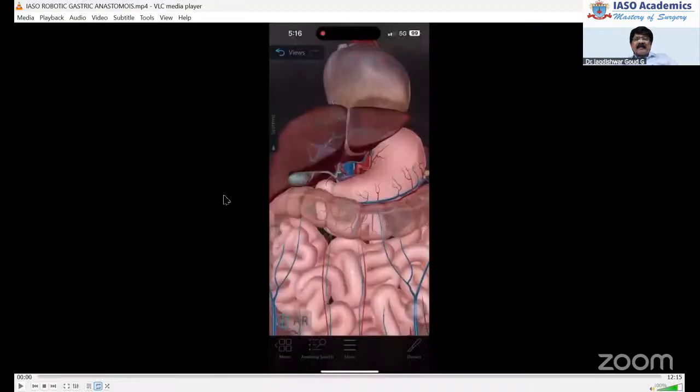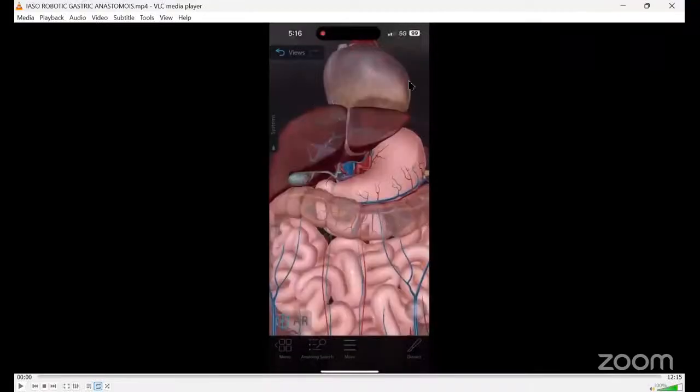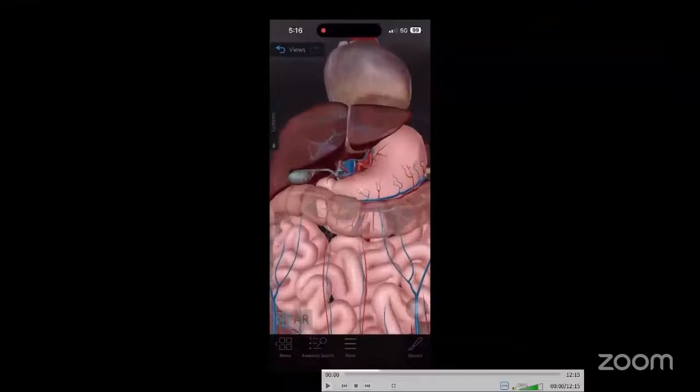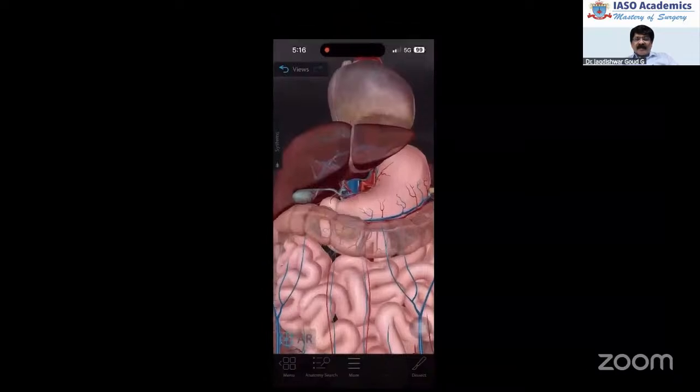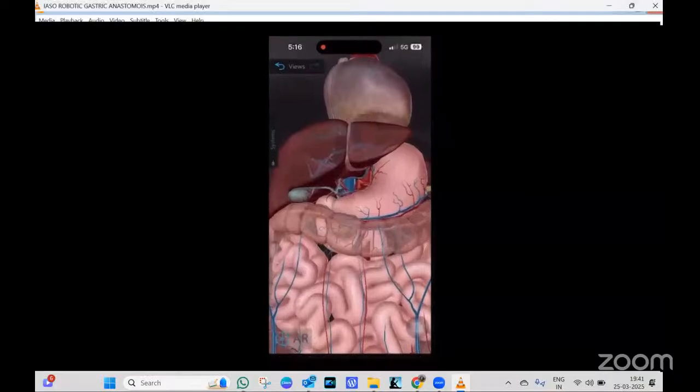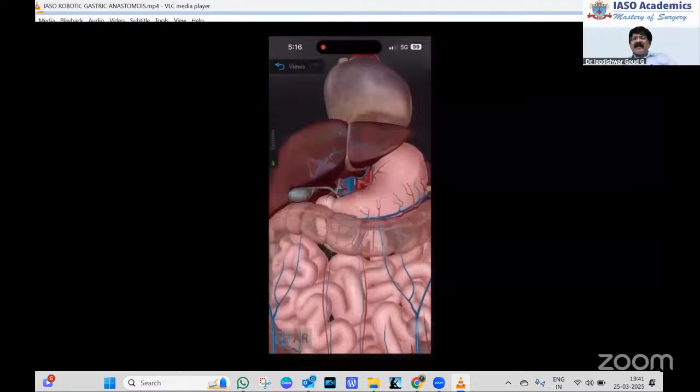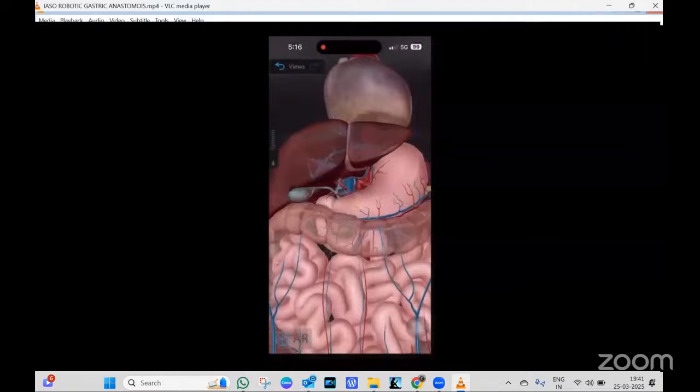Okay. Are you able to see now? Yes, sir. You can make it full screen, sir. Is it full screen? It looks vertically oriented. Oh, that's okay, that will come. No problem, sir.